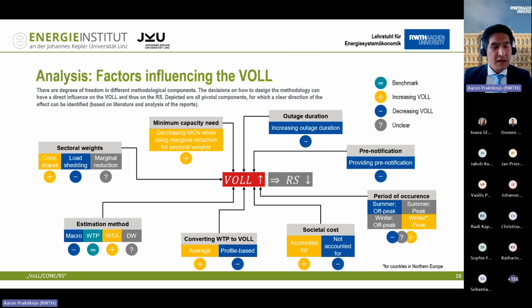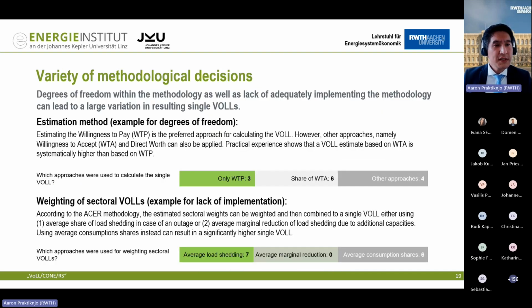The last way is the marginal reduction. If you're interested in that, we can talk about that in more detail later. Okay, then also minimum capacity need. This is a very detailed topic. If you're interested in that, we can also talk about that later in the discussion. But if this is taken into consideration, then in theory, the value of lost load would be increasing. So we see a variety of methodological decisions that a country can take here.